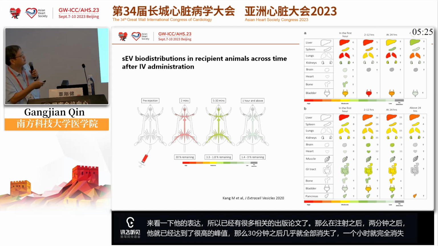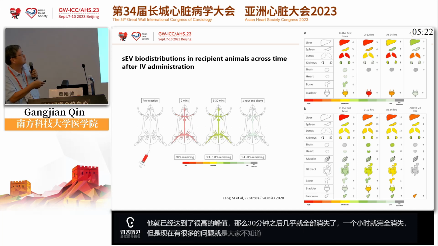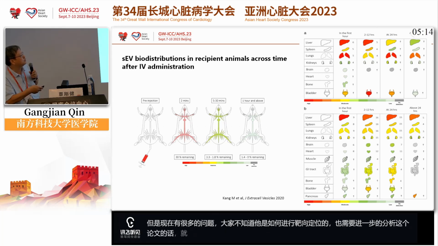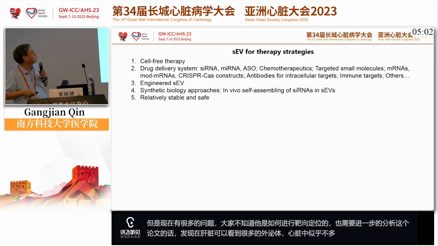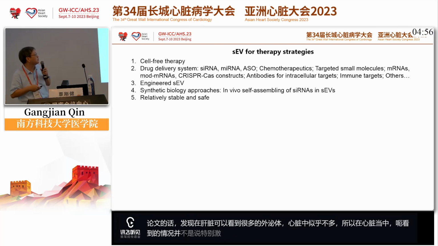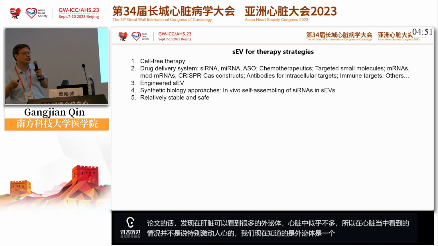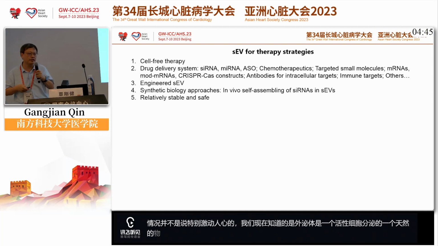They analyzed these papers and found quite a lot in the liver, and some in the lung also, but in the heart there seems to be not much, which doesn't seem very encouraging for the heart. As you all know, exosomes are a natural product secreted by live cells, and people are engineering these exosomes as a biological carrier for therapeutic delivery.